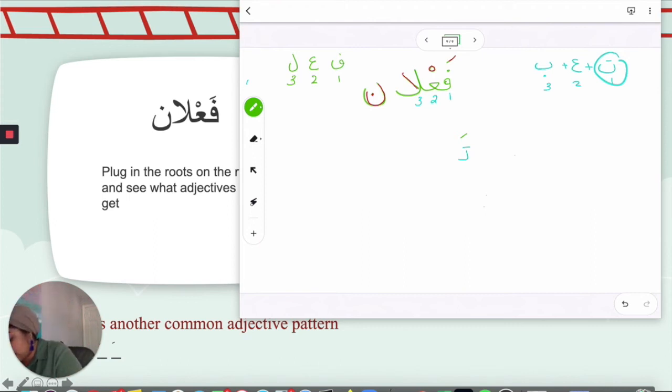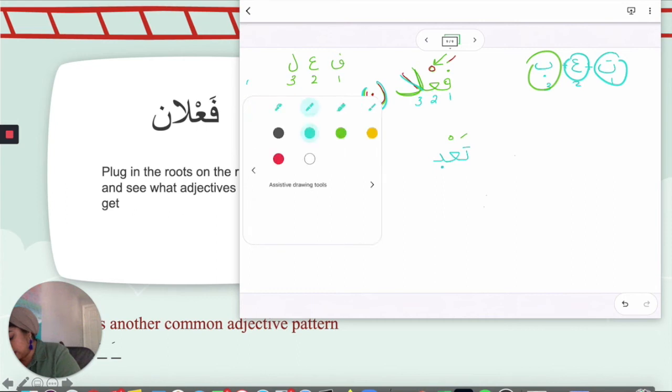The second root letter here, we're going to replace it with an ayn. They're the same letter, so you can keep it the same. And this time it has a sukoon on it, so we're going to put a sukoon on top of it. The lam here is the third root letter. We're going to replace it with the ba. And then you have an alif and a noon at the end. So we're going to add here an alif.